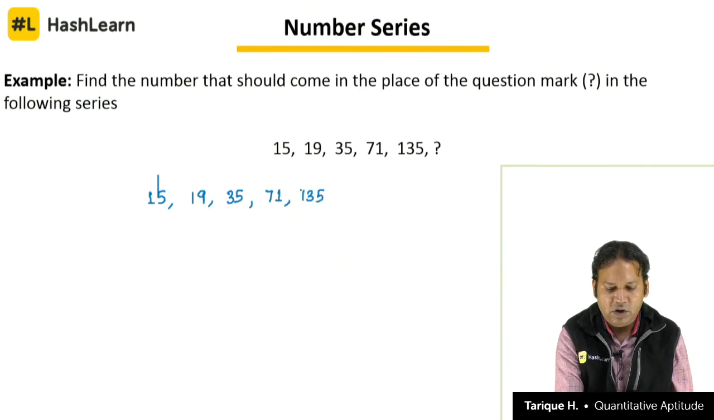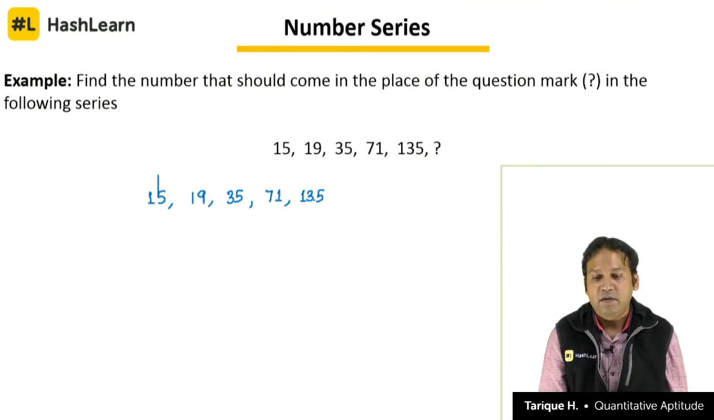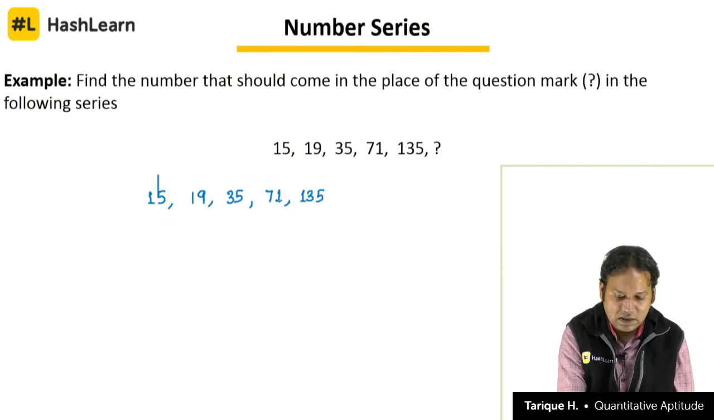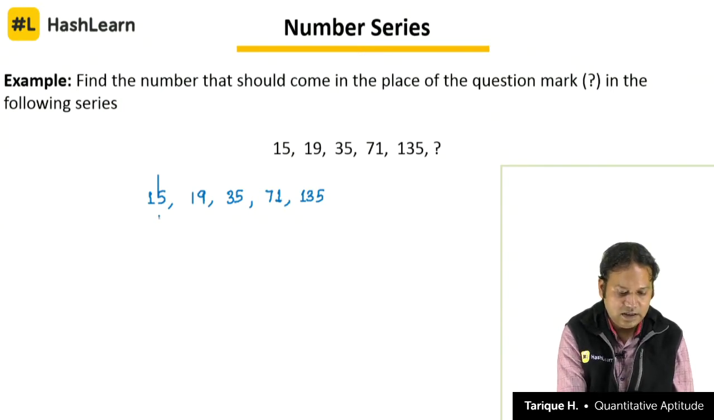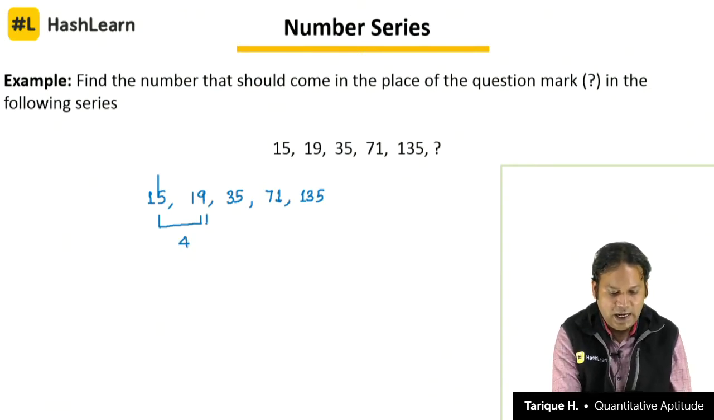Again, see, if the numbers are increasing drastically, say the first number is 3, the second number is 80, the next number is 240, like that, it is a multiplication series, definitely. But here the numbers are not increasing drastically, it is most likely an addition series only. 15 and 19, the difference is 4. 19 and 35, the difference is 16.